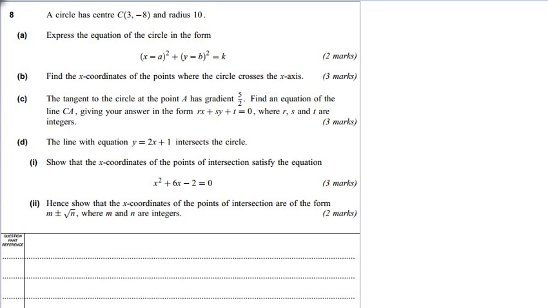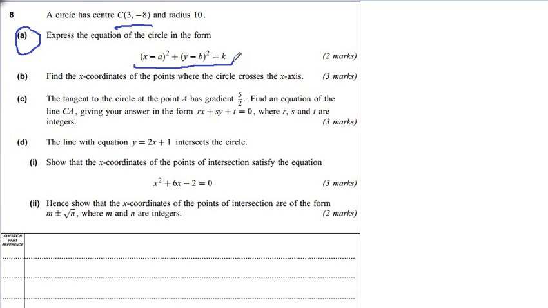Okay, here we go, the very last question on this paper. Question 8, we'll start with A as always. It's a circle question, so quite easy, quite simple. There is one trick, I'll come to the trick in a minute, but for now you get given a point C, which is the centre of the circle, and you get told to put the circle in this form. That's a standard form for a circle.